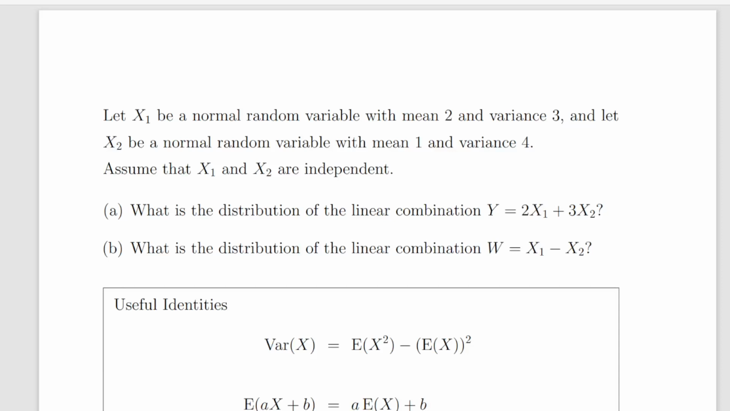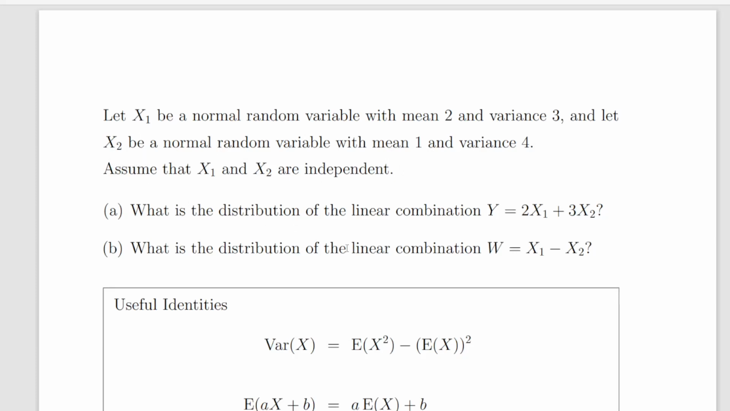Okay, in this presentation we are going to look at linear combinations of random variables. In this particular case it's normal random variables, which is important. So let x1 be a normal random variable with mean 2 and variance 3, and let x2 be a normal random variable with mean 1 and variance 4. We also assume that x1 and x2 are independent.